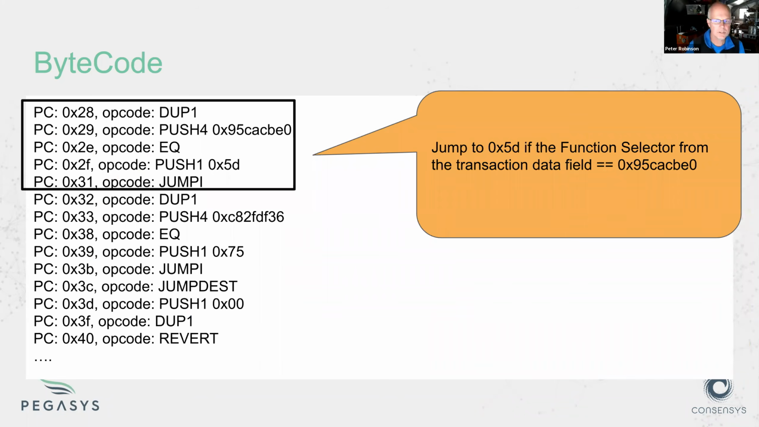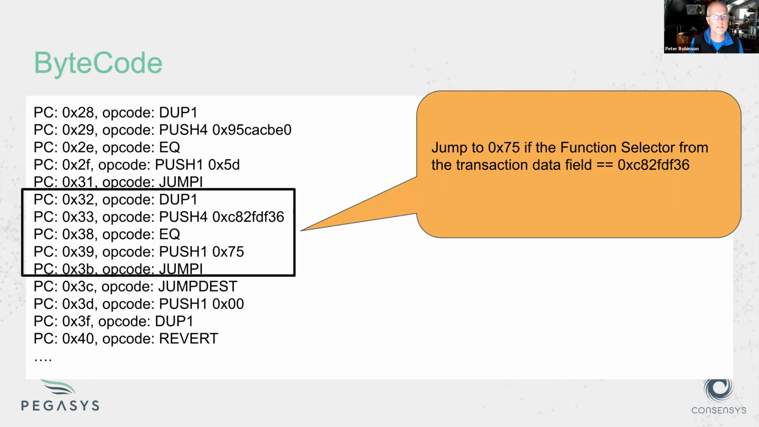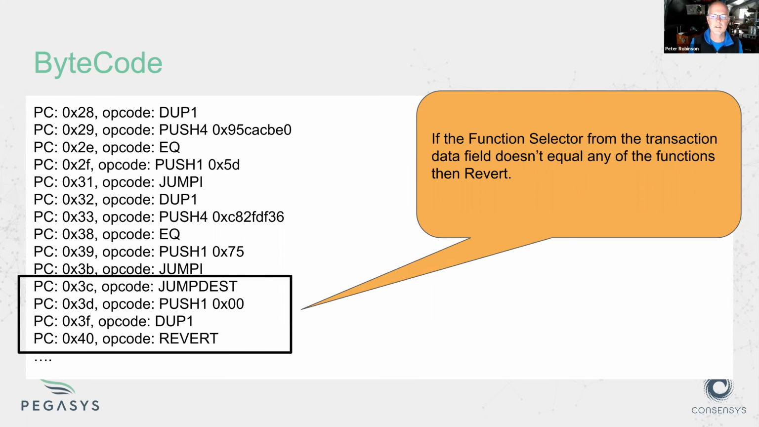Okay, and then with this next bit of code here, it's going to jump to 5D if the function selector is that. And another jump. And so if the function selector isn't one of the ones that we know about, so if the function selector passed in as a parameter isn't one we expect, then we don't know about this function, so we revert.